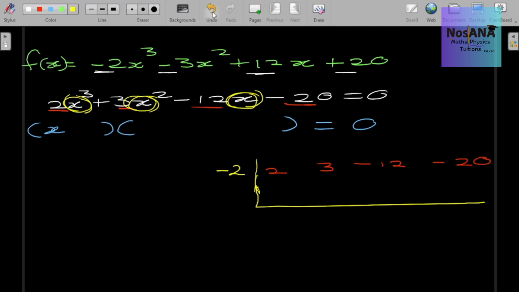So that means outside this bracket now, you're going to put your minus 2. So you're putting your minus 2 over there. When you put your minus 2 there, in this bracket now, you need to put plus 2.